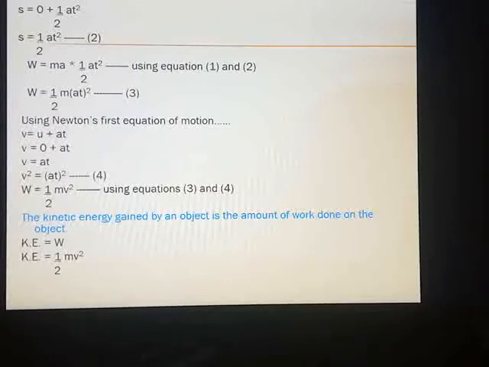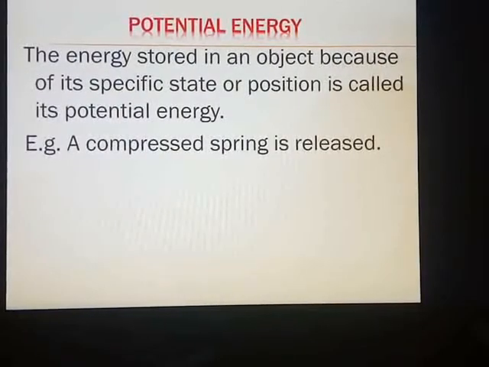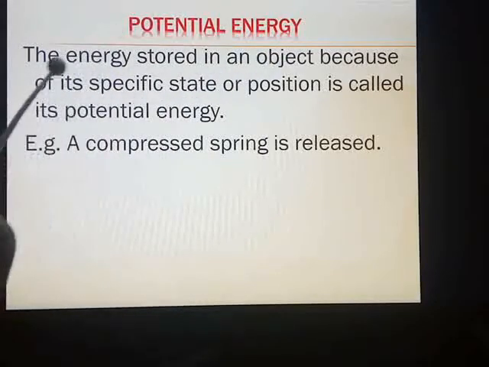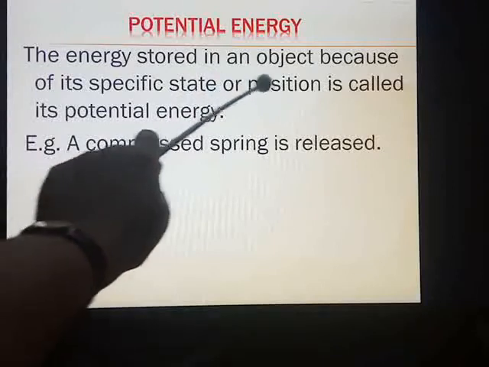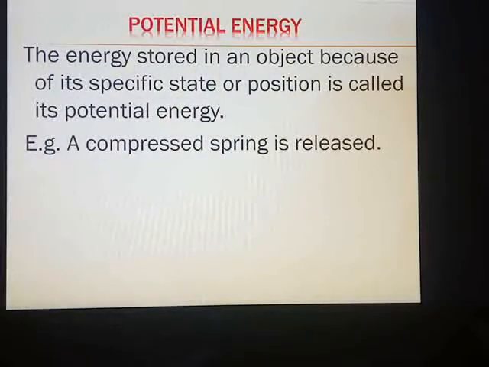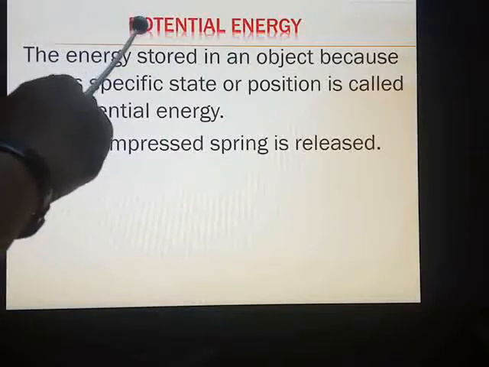So let us see the next form of mechanical energy, that is potential energy. Now, the first energy, kinetic energy, is the energy possessed by an object because of motion. So, the energy stored in any object because of its specific state or position is called its potential energy. Because of the position, because of the state, because of the configuration of the object, the energy which is stored in the body, that is known as potential energy.